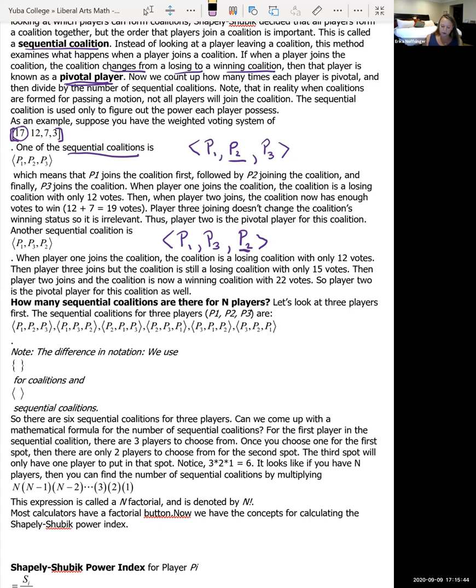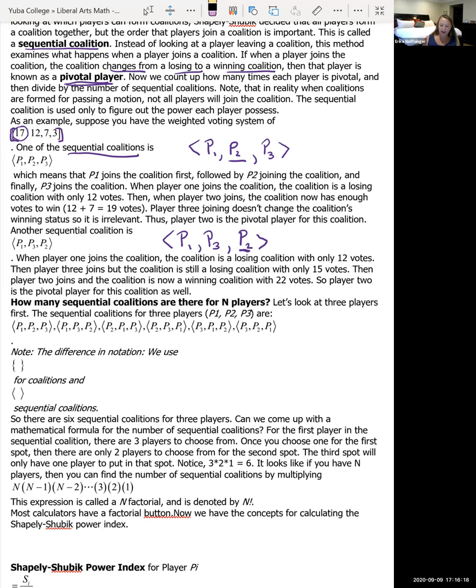So let's look at 3 players first. The sequential coalitions for 3 players, P1, P2, and P3, are the following. Usually what I do is I start with the first player and list it in order, and then I start changing things around with my second player. So in this case, I have P1, P2, P3. Keep P1 there, change P2 and P3: P1, P3, P2. So I've had all the combinations right there with my player 1 being first.